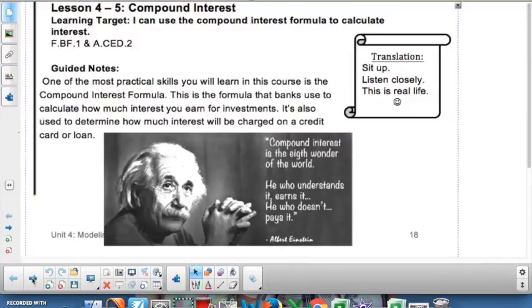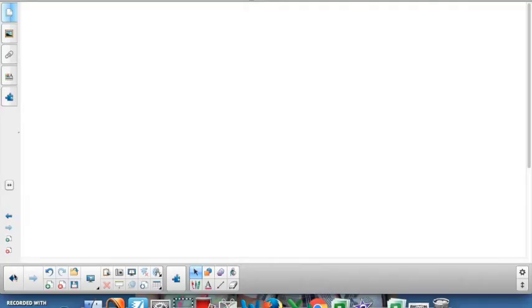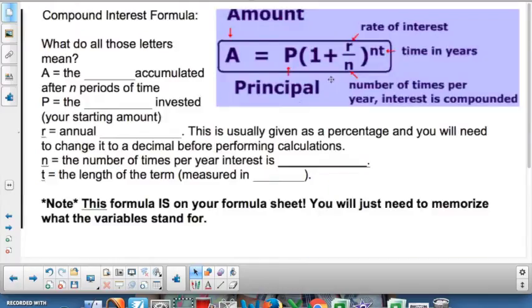Now, if I can go to the next page. It looks really complicated. Woo! It looks kind of complicated. There's a lot of variables going on here. There's a lot to it. But it is on your formula sheet, so you don't have to worry about memorizing it. What you need to memorize is, what do the different variables stand for?